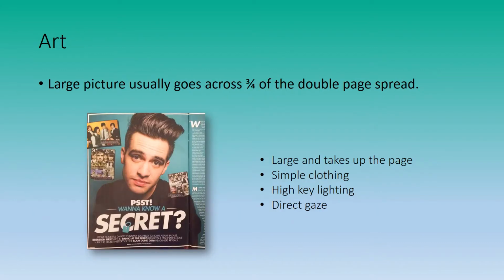For the art, it's usually a large picture or photograph that sprawls across about three quarters of the double page spread, and that's quite evident here. It's large and it takes up the page, it grabs your attention, you can see it straight away. It's quite a simple picture, he's wearing simple clothing, simple hair, so it makes the article look more clean cut and professional. It's also been done in high key lighting, so you're able to see him properly. It's good photography. There's also a direct gaze with the audience, so they establish this personal connection with the person who is on the cover.